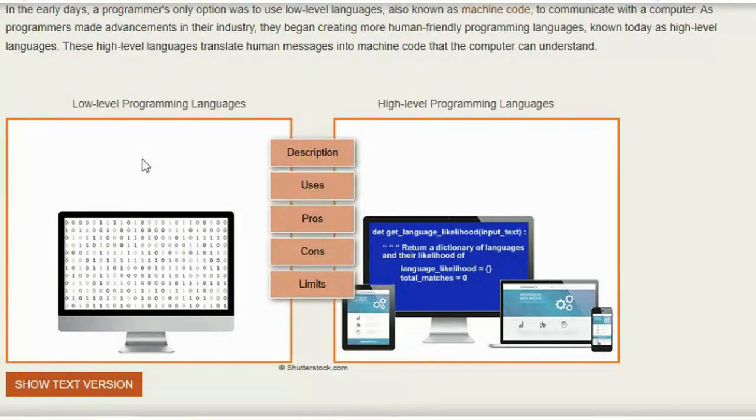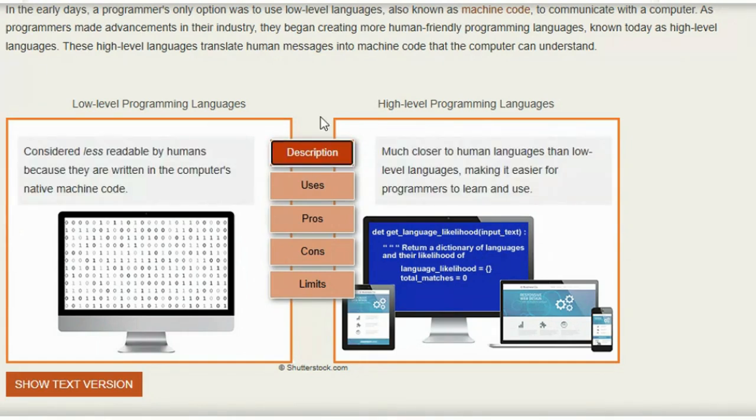All right, let's look. On the left is low level. On the right is high level. Let's look at the description of those. Low level is considered less readable by humans because they're written in the computer's native machine code. If we put this program in front of you, you'd have no idea what it does. You wouldn't be able to read it because it's written in zeros and ones. It's in binary. On the right, much closer to human languages than low-level languages, high level makes it easier for us to learn and use. We could have a chance of understanding this program. If we know that programming language, we can read through that code and know what it's going to do. Where these zeros and ones, no idea.